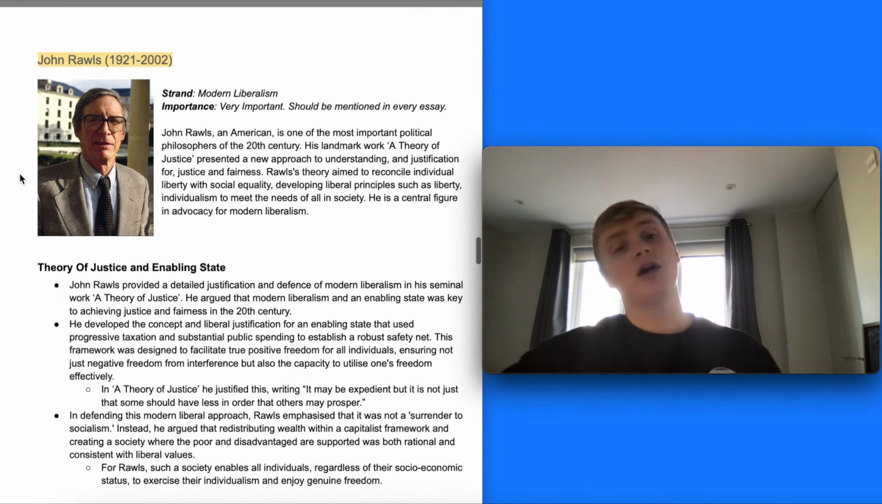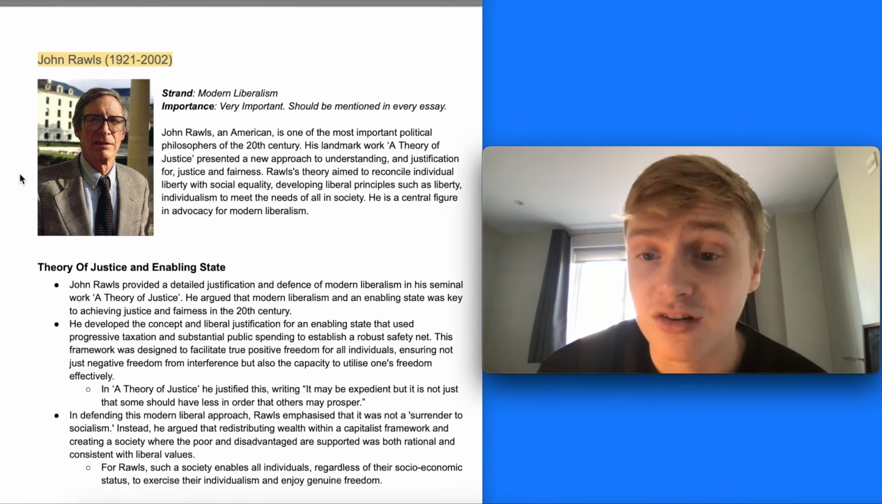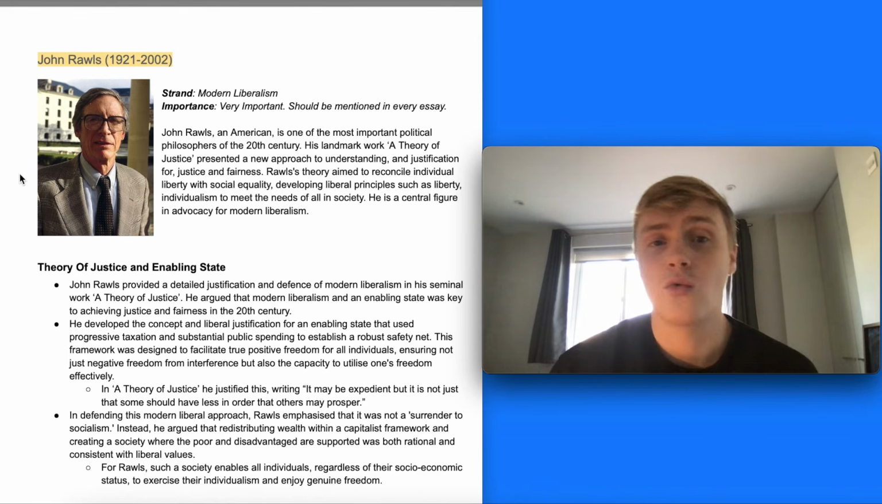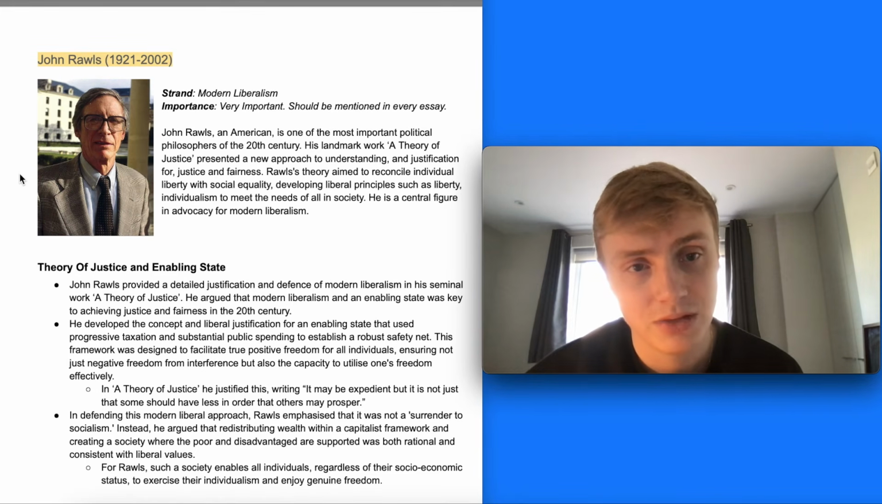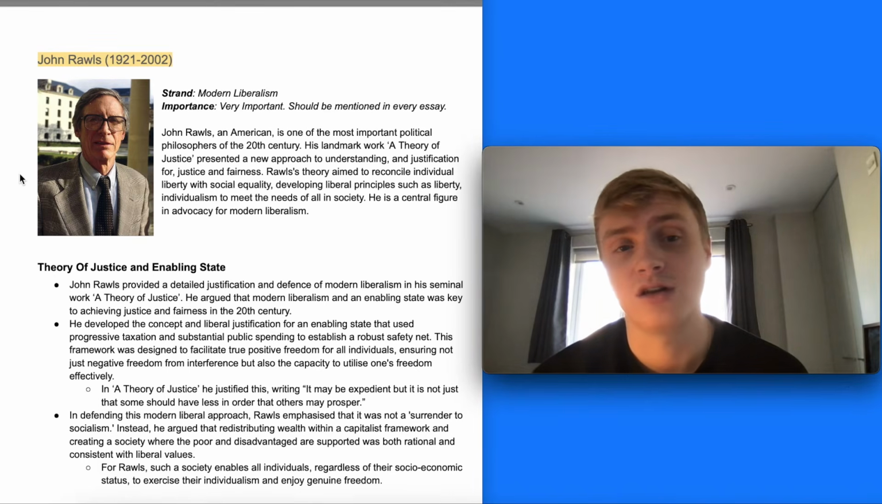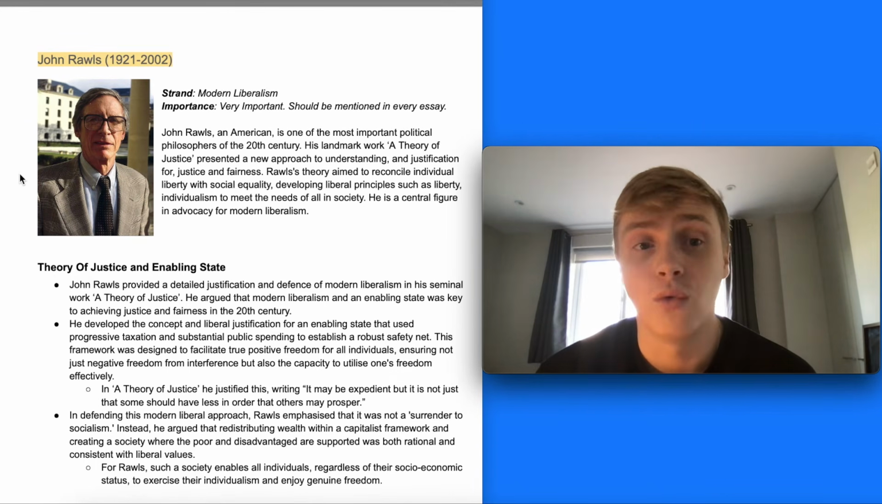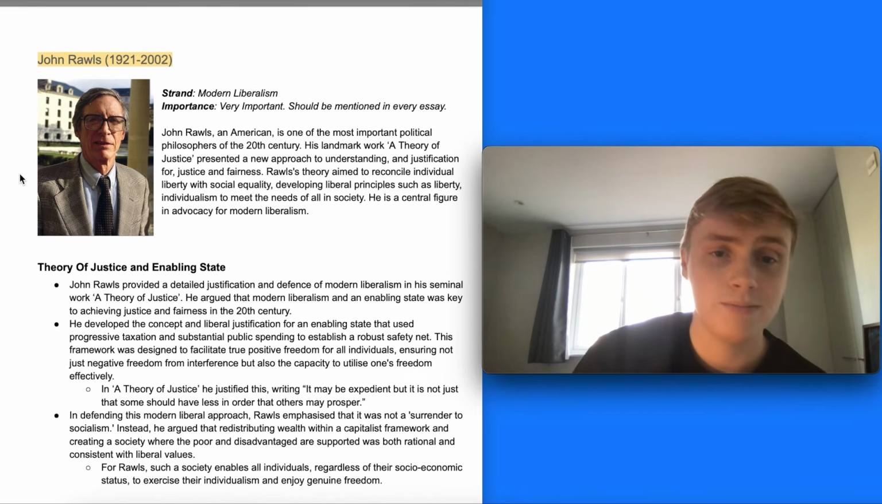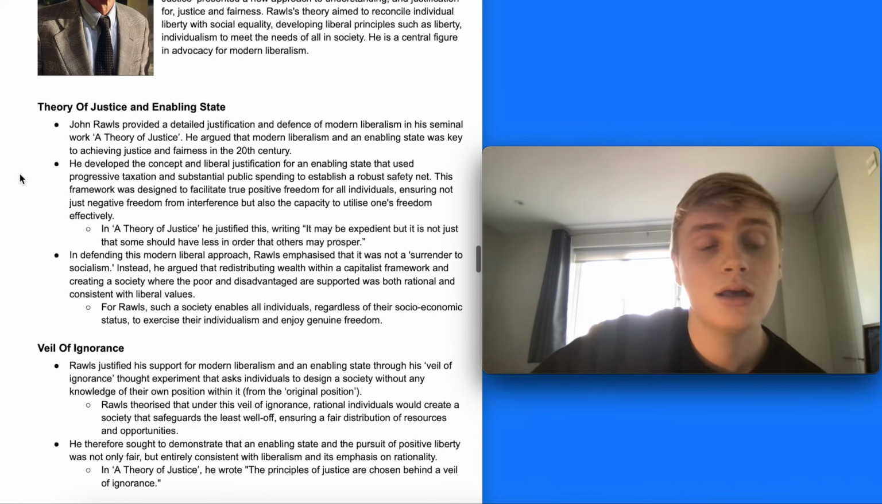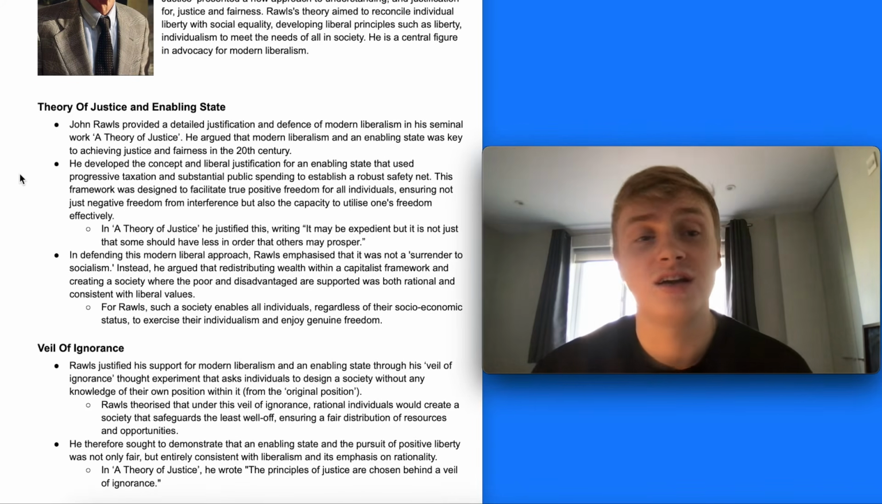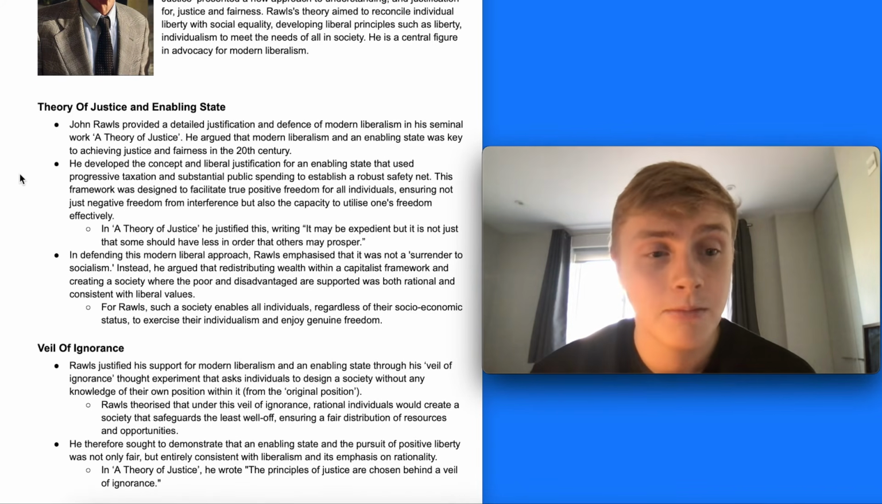John Rawls, like Locke, is a very, very important thinker and should be mentioned in every essay, central to the articulation of modern liberalism. His landmark work was A Theory of Justice, which presented a new approach to understanding, and a new justification for, justice and fairness, and a real liberal justification for it. First key idea is a theory of justice and an enabling state.